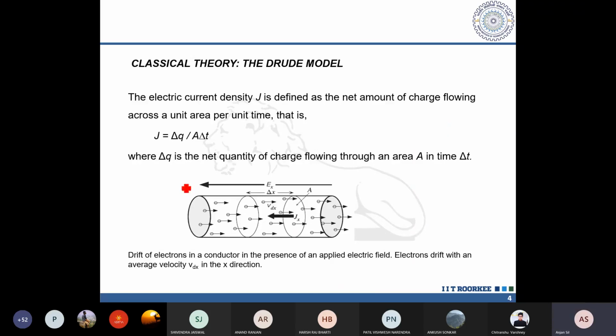Okay, so can you see this marking that I am doing? Red marking? Yes, sir. Yes, sir. Yes.